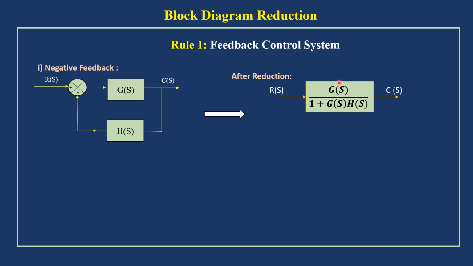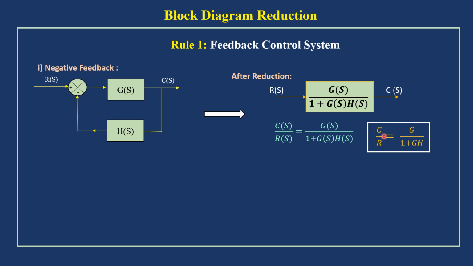This derivation is also given in the previous lecture. You can go through that. So shortly, it can be represented as C by R equals G by 1 plus GH.